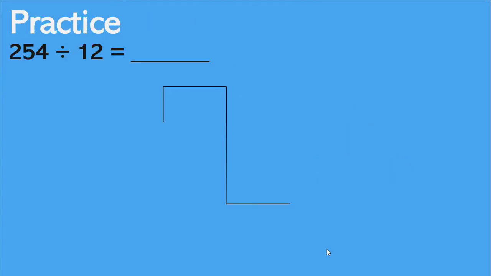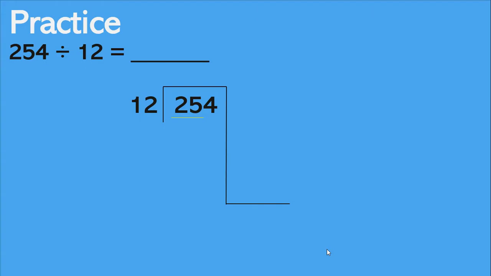Let's start by dividing 254 divided by 12. We're going to start by putting our dividend, which is 254, inside, and we're going to put our divisor, which is 12, on the outside. Here we're going to start by looking at our biggest place value, which is the hundreds place. We have two hundreds. I know that I can't split two hundreds blocks into 12 groups. So I'm going to be looking at the tens place.